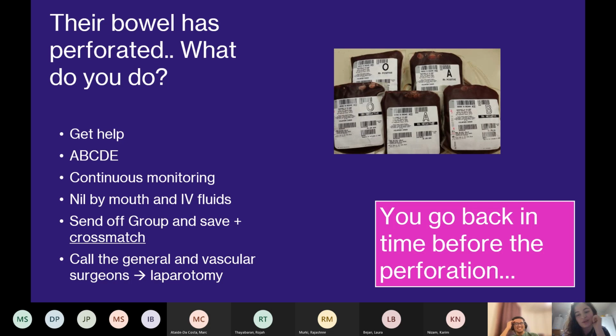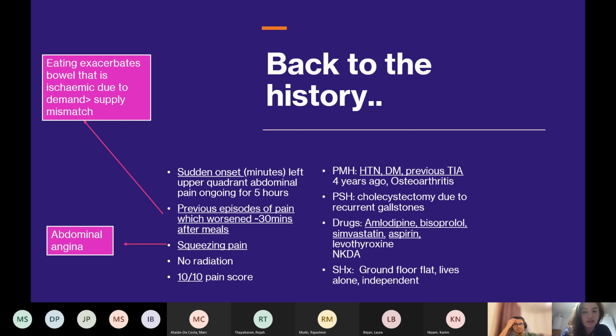For a patient with mild abdominal pain, you do nil by mouth. And then you're going to do your cross match and hand them over to the surgeons, and then you can go back and have a cup of tea. Cool. So this is not real life. We can go back before the perforation and think a bit about the history and the etiology.